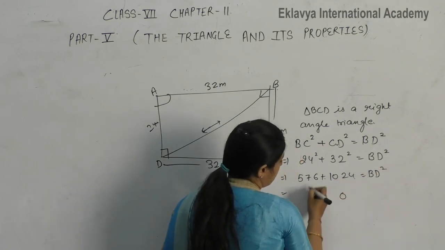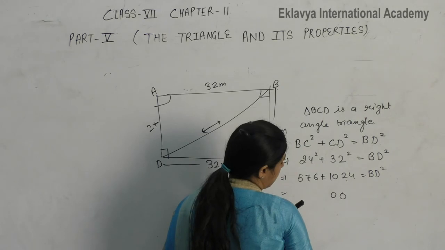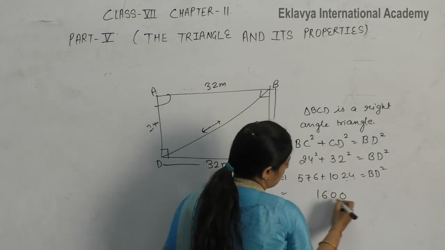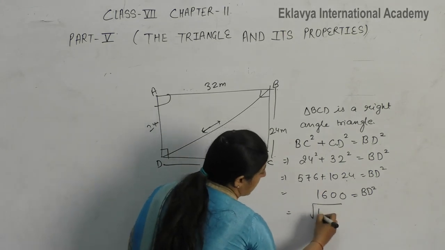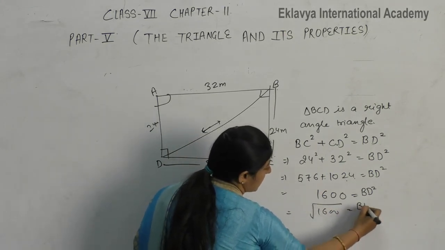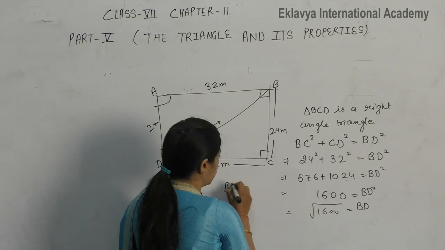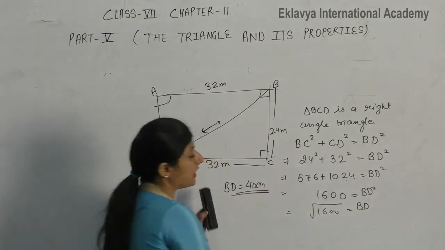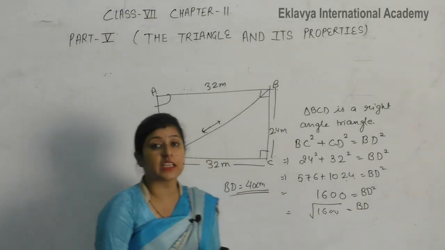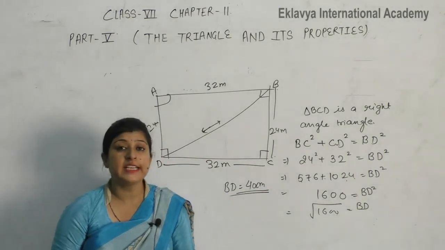Adding them, this 1600 is equal to BD square. Take the square root of it. Then we find out the value of BD, that is equal to 40 meter. It means the length of the diagonal is 40 meter.